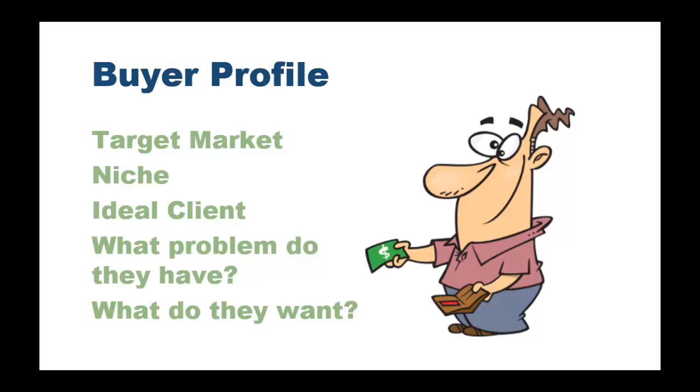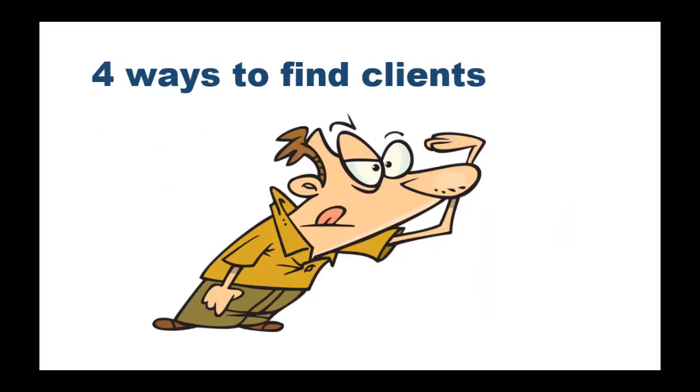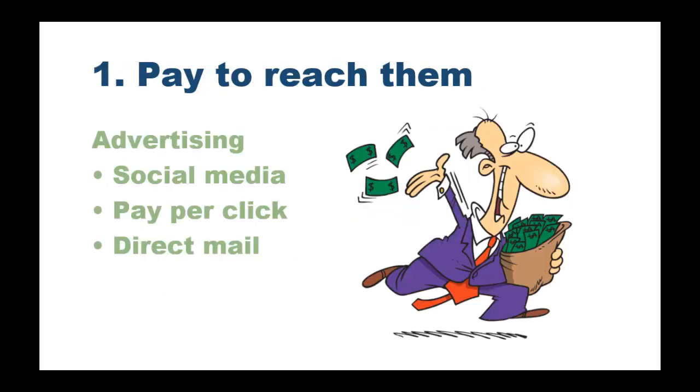So assuming you have this written out list of what a good potential client or customer would be like for you, there are 4 ways that you can find more of them. The first one is that you can pay to reach them. This is the advertising method. You can pay for social media ads, things like advertising on Facebook, pay-per-click online, like Google ads, that kind of thing. And you can even go old school with this. TV ads, radio ads, newspaper ads, magazines, direct mail. Depends on who you're looking for.